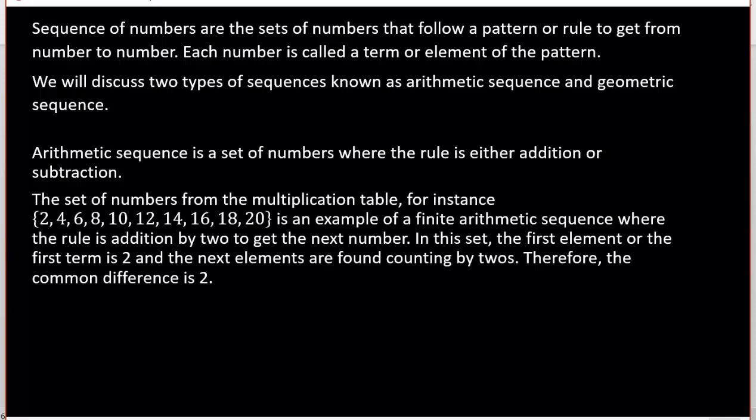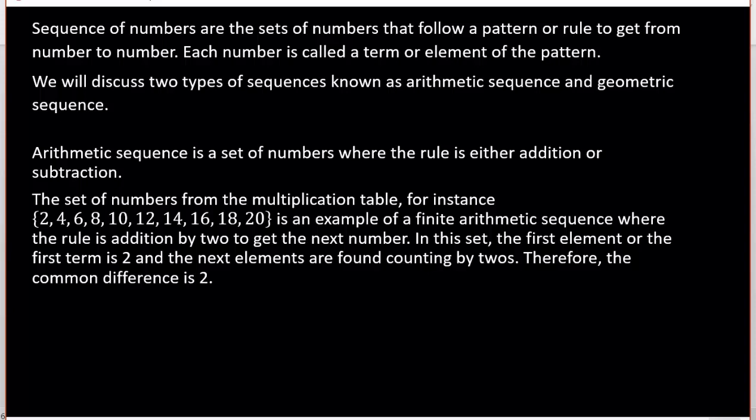We can take an example: the set of numbers from the multiplication table. For instance, we are collecting all the multiples of 2. So it's like 2, 4, 6, 8, 10, 12, 14, 16, 18, and 20. This is an example of a finite arithmetic sequence where the rule is addition by 2 to get the next number.